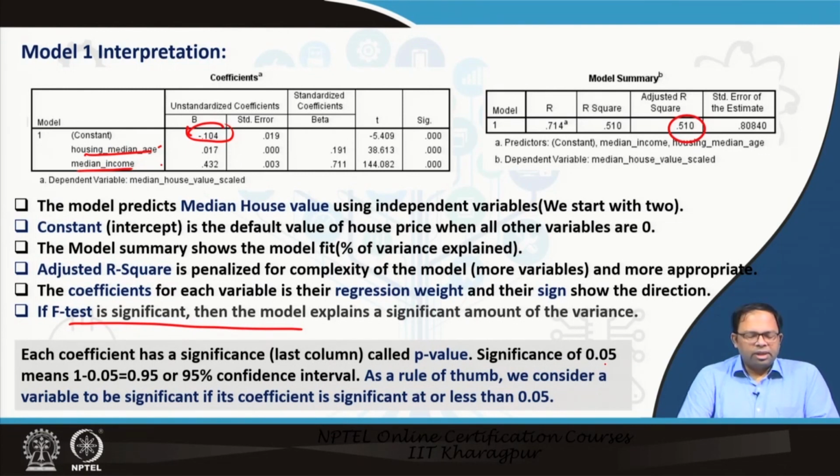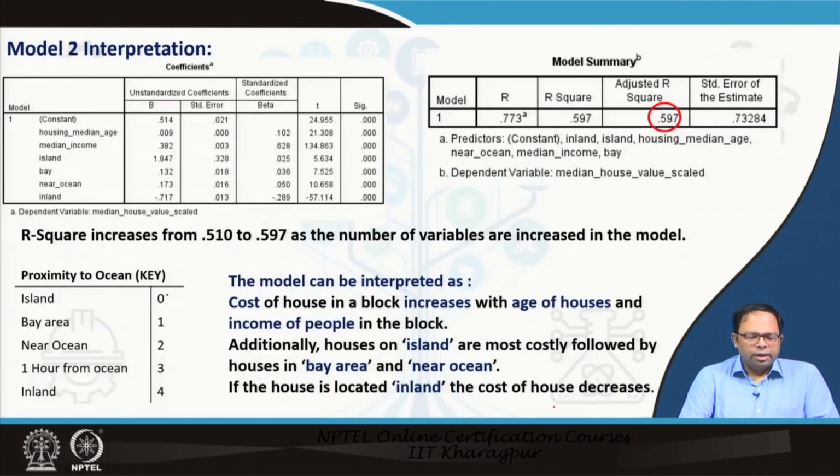As a rule of thumb, we consider a variable to be significant if the coefficient is significant at or less than 0.05. But sometimes some variables are very important and may not be significant at 95% confidence interval. In that case we can reduce to a 90% confidence interval, and that also could be chosen. Now, regression models are not sacrosanct.